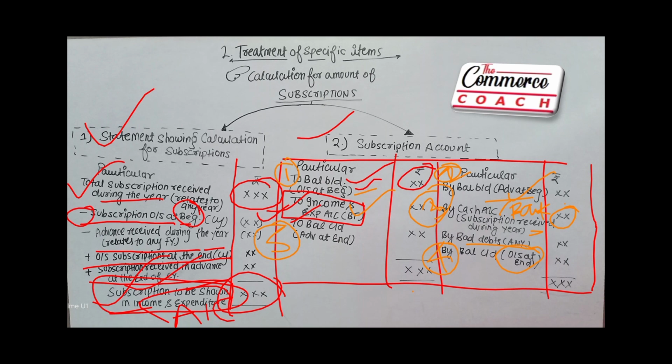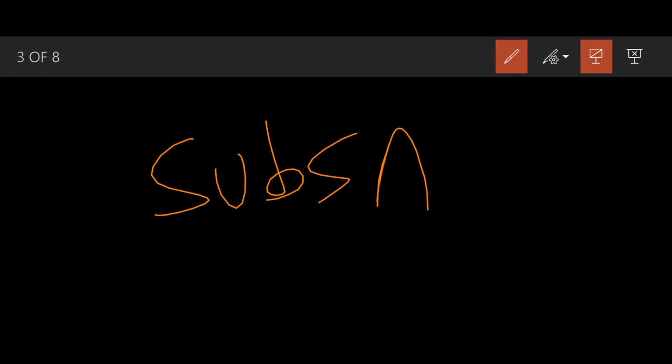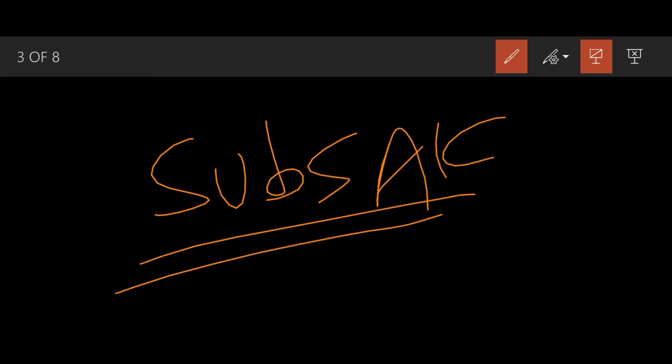We will also see the questions. Hope you have got all the points in detail, how we can adopt a statement to calculate subscription, and how we can use the subscription account itself to calculate the amount of subscription that will be shown in the income and expenditure account. I personally recommend you go with the subscription account itself, because it is more professional and it presents things in a good way, right? So for today, let's end this, and in the next lecture we will start with practical sums of this particular type.